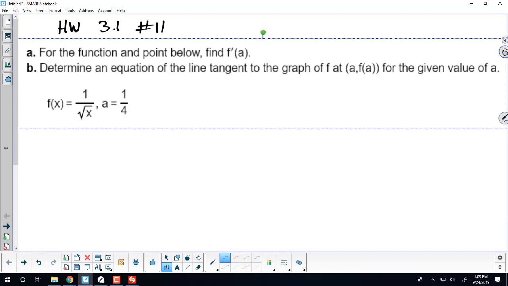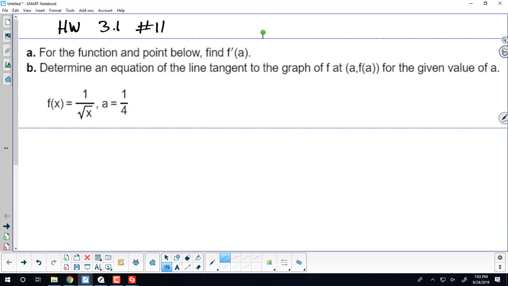It says for the function and the point below, find f prime of a. What is f prime of a? What is that going to give us? The derivative. The derivative at this x value of 1/4 on the function. And what is the derivative describing? It's the slope of the tangent line. Yeah. So it says find the slope of the tangent line on the given function at a equals 0.